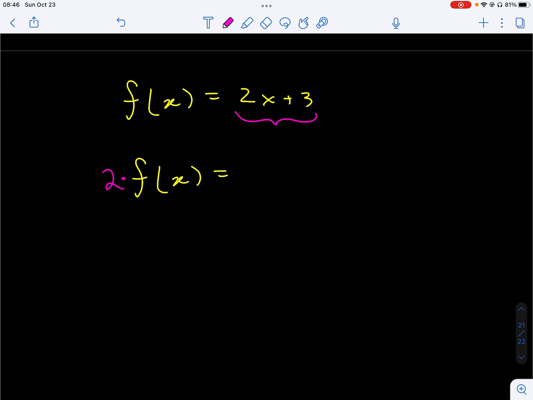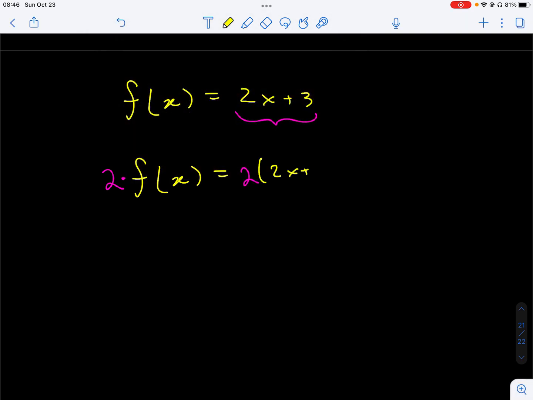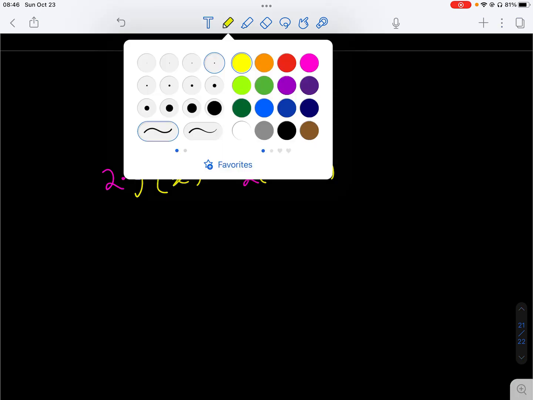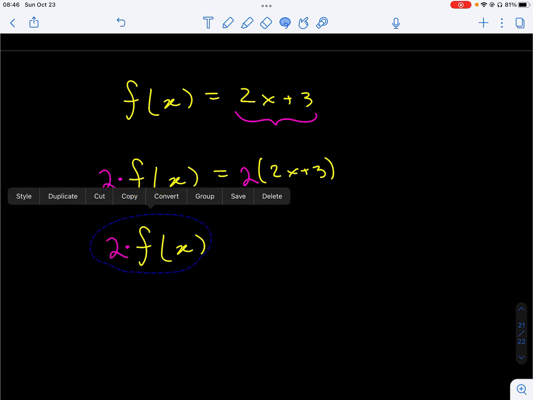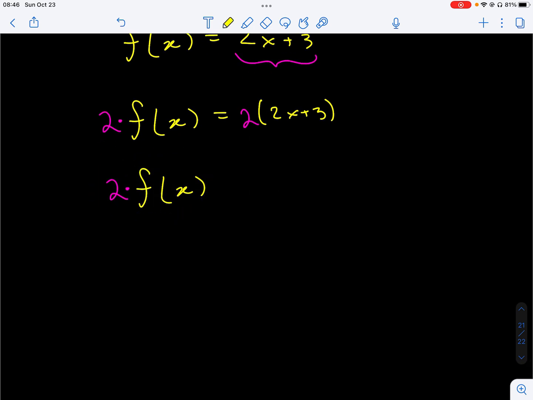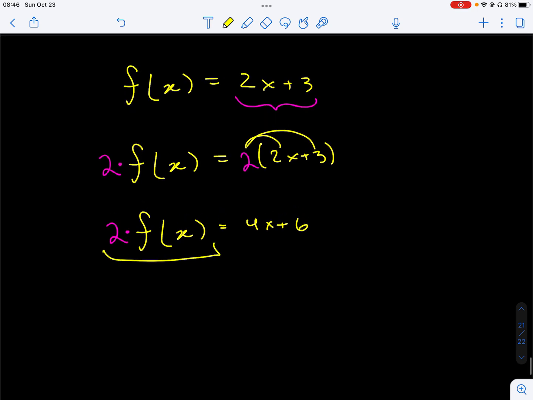Well, in this case, you'd have 2 times 2x plus 3. And so the function 2 times the original function is equal to, in this case, 4x plus 6 if you go ahead and distribute that 2 into the parentheses. And so we can store that twice your function is equal to 4x plus 6. It's a nice way to store that.